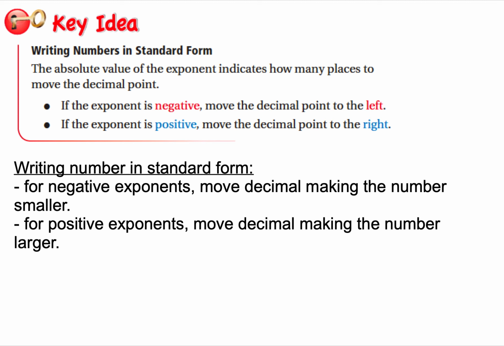Okay, let's write numbers in standard form. The way I go about this, when you have a negative exponent, you want to move the decimal, making the number smaller. If you want to make a number smaller, you take its decimal and move it to the left. If you want to make a number bigger, you take its decimal and move it to the right. You may have to fill in with zeros when there aren't already numbers there.